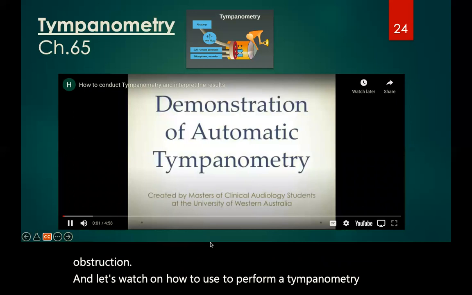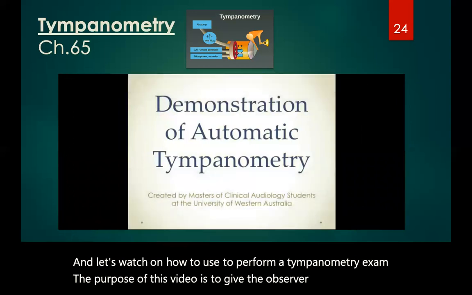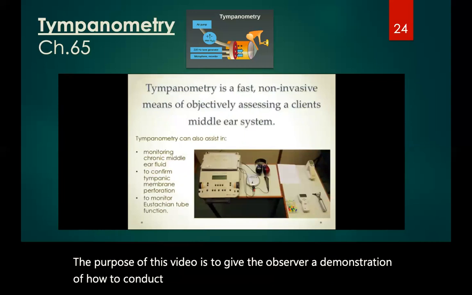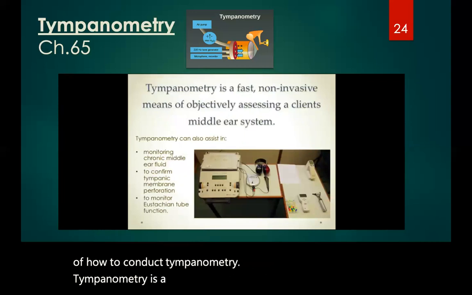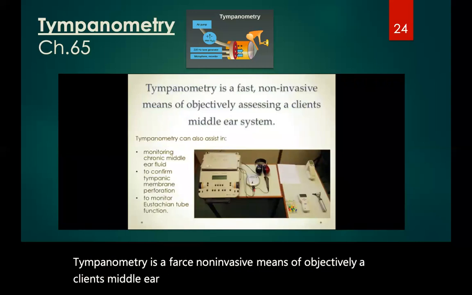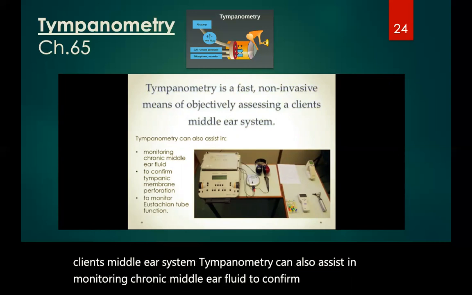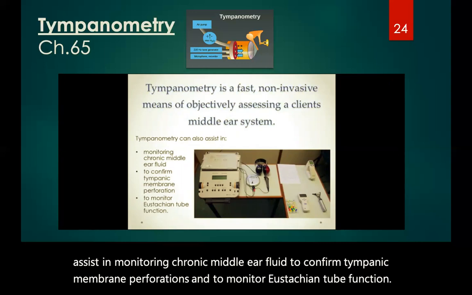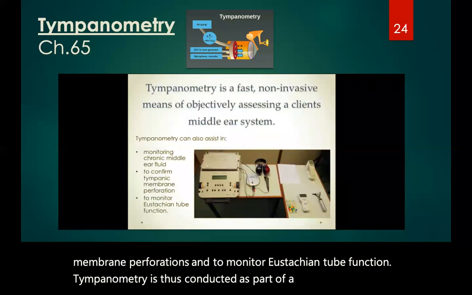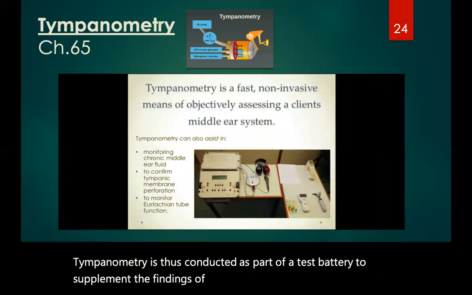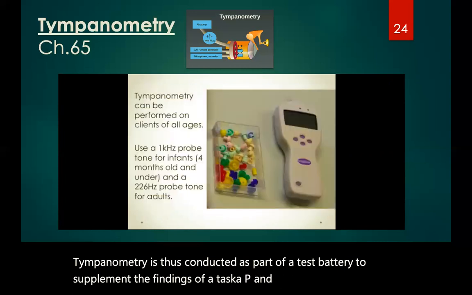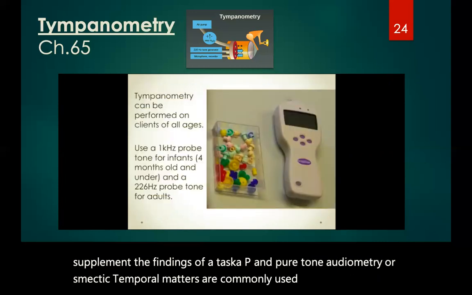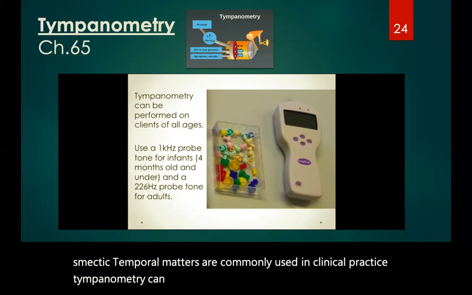The purpose of this video is to give the observer a demonstration of how to conduct tympanometry. Tympanometry is a fast, non-invasive means of objectively assessing a client's middle ear system. Tympanometry can also assist in monitoring chronic middle ear fluid, to confirm tympanic membrane perforations, and to monitor eustachian tube function. Tympanometry is thus conducted as part of a test battery to supplement the findings of otoscopy and pure tone audiometry. Automatic tympanometers are commonly used in clinical practice.